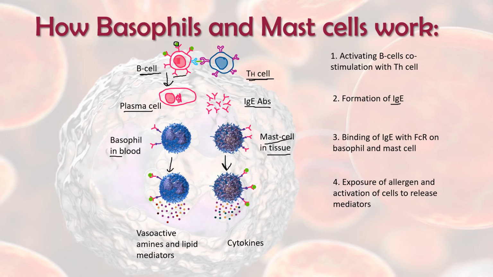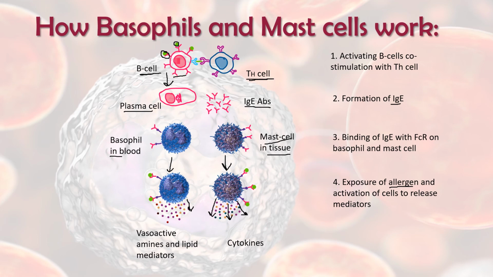Now again, if an exposure to the allergen takes place, there is an activation of cells to release mediators, or they cause degranulation. So as soon as the same allergen that was present in the activating phase of the B cells, the same kind of antigen, binds to the Fc receptors on the basophil and the mast cell, this causes the release of their mediator molecules. We can say degranulation takes place, which causes release of their preformed mediators that are present in their granules.